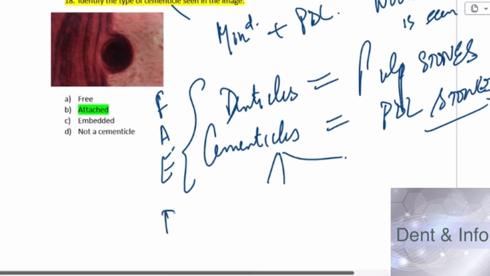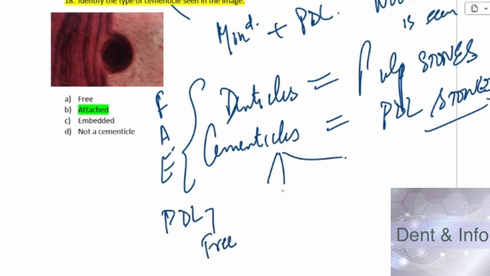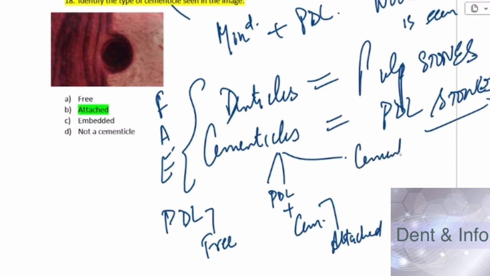If they are surrounded by PDL alone, we will call them free. If they are partly in PDL and partly attached with cementum, we will call that attached type. And if they are completely surrounded by cementum alone, secondary cementum has formed all around this, then it is called embedded. For denticles, everything will be same, just we are replacing PDL with pulp and cementum with dentine.